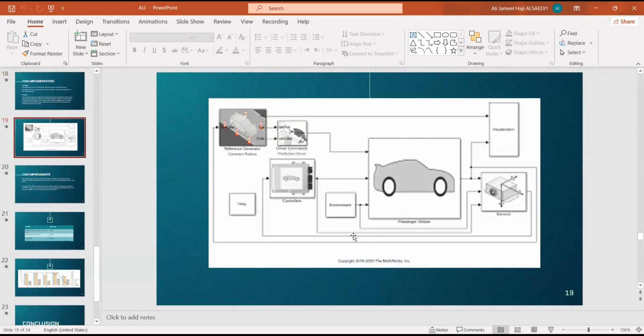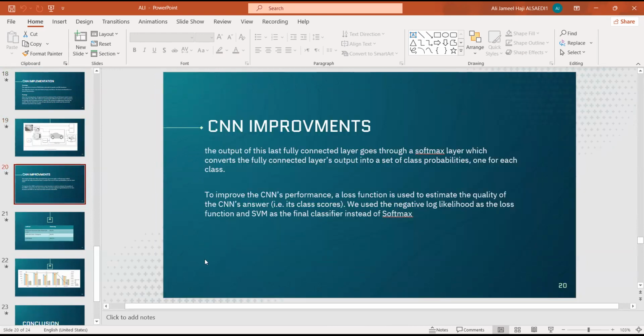In this diagram, you are seeing the testing and running of the CNN for the problem. The output of this fully connected layer goes through a softmax layer, which converts the fully connected layer output into a set of classification probabilities for each class. To improve the CNN performance, a loss function is used to estimate the quality of the CNN's answer, its class score.